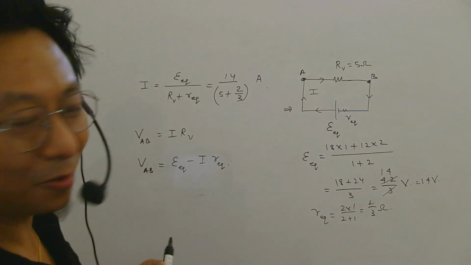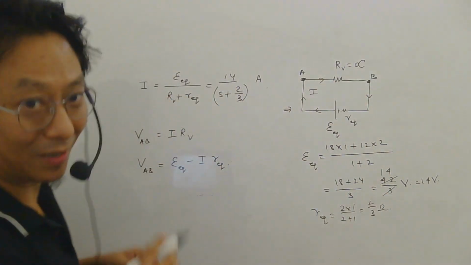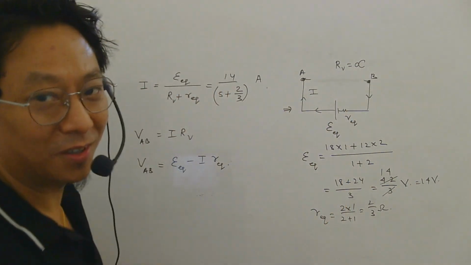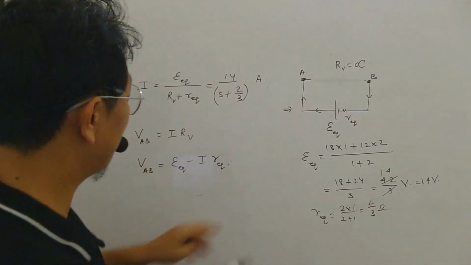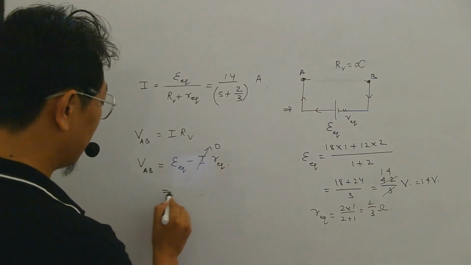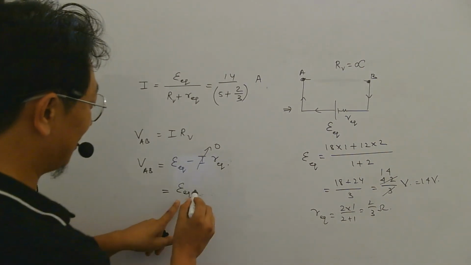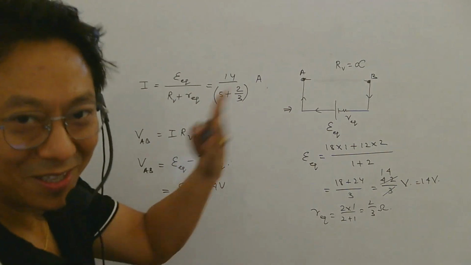One interesting thing you note, if this was infinity, like an ideal voltmeter, then this part will be open, I told you. So then this current will not flow this side. So this I here will be 0. Then what will be the voltage across A and B? E equivalent. And this is, if you check, 14 volt, which is the same as the previous one.